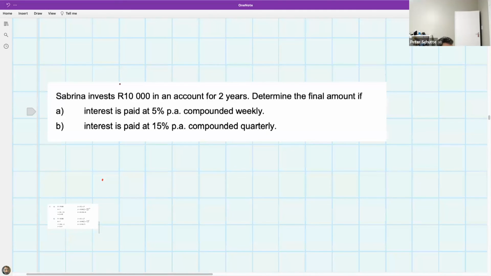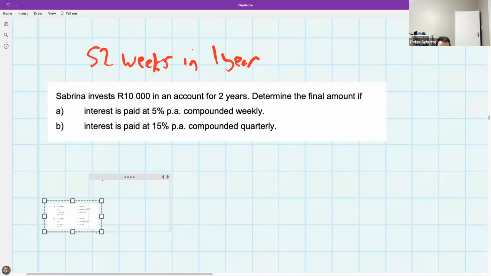Let me quickly check on Google how many weeks there are in a year. So weeks in year, it's either 52 or 56. I think it's 52. So 52 weeks in 1 year. I want you to see if you can work out the answer for A and B, and then we're going to call it a night for tonight. We've done enough.